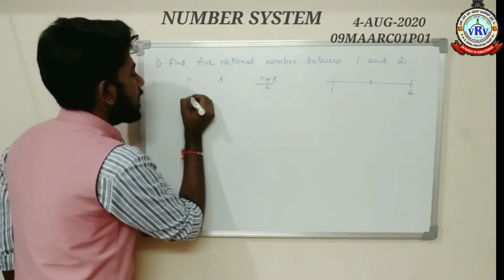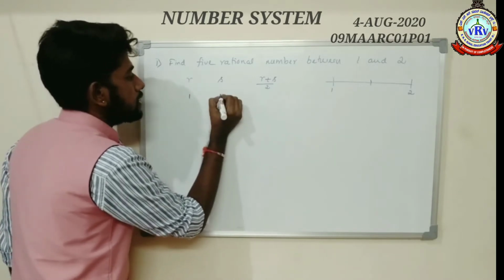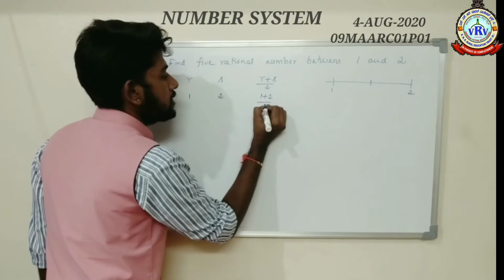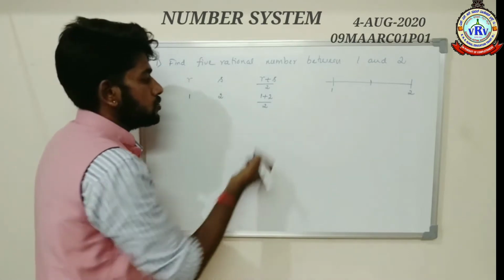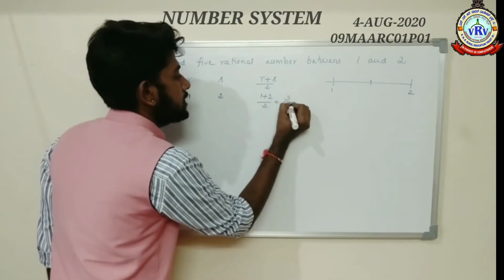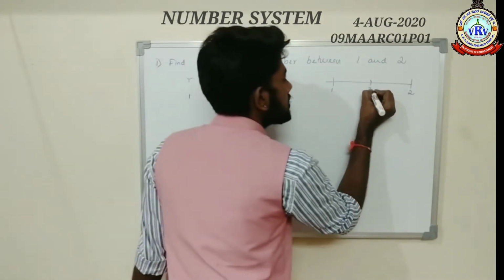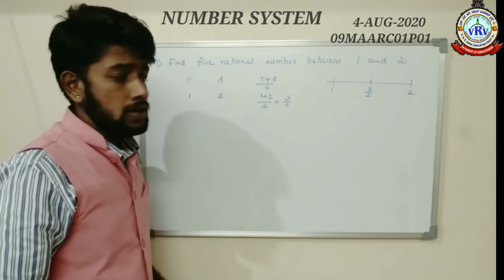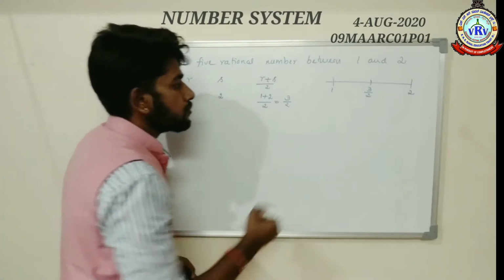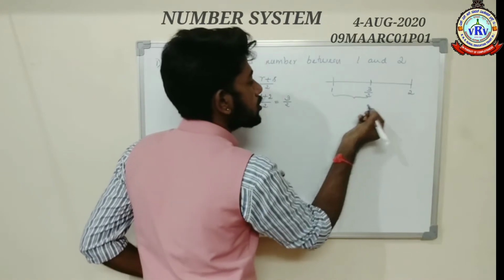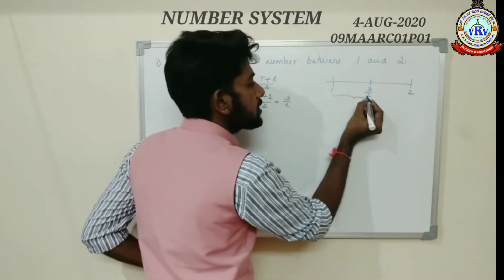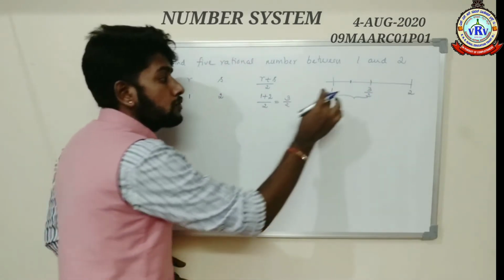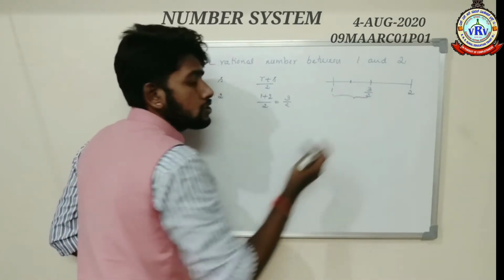So here r is equal to 1, the second number is 2. To get the middle number, I have to add 1 and 2 and divide by 2. That is 1 plus 2 is 3, divided by 2. Therefore 3 by 2 is one rational number between 1 and 2. Now observe carefully. If I get the middlemost of 1 and 3 by 2, it will come around here, right? Which is also a rational number between 1 and 2.